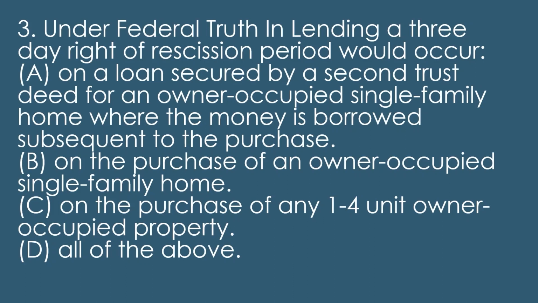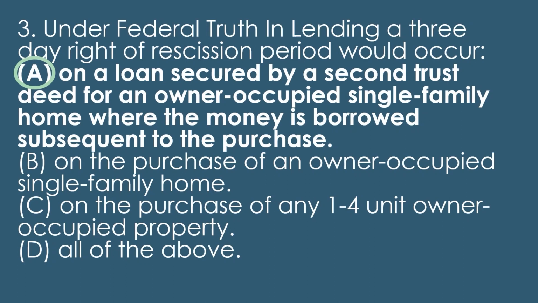We're talking about the federal truth in lending and that 3-day right of rescission. Well, when you think of that 3-day right of rescission, you should be thinking of refinances. So if you refinance a property, you have a 3-day right of rescission under the federal truth in lending. So knowing that for a residential property for refinance, what is the best answer here? Well, it would be A, on a loan secured by a second trust deed for an owner-occupied single-family home where the money is borrowed subsequent to the purchase. Subsequent to the purchase is basically saying a refinance.